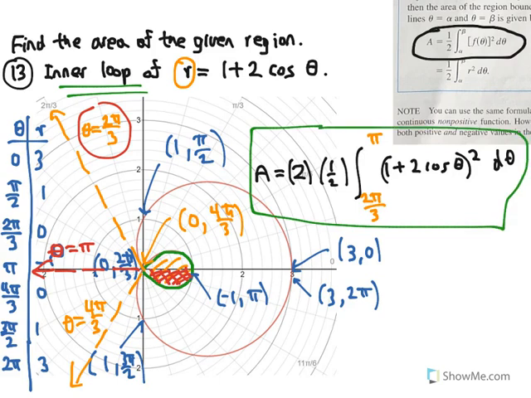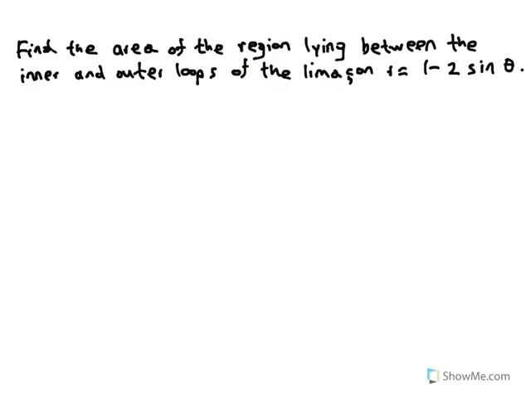Now, how do you evaluate this definite integral? You need to do FOIL here, and you will get 4 cosine squared theta as a term, and you have to use a power reducing formula and then go on from there. Let's take a look at the next problem.